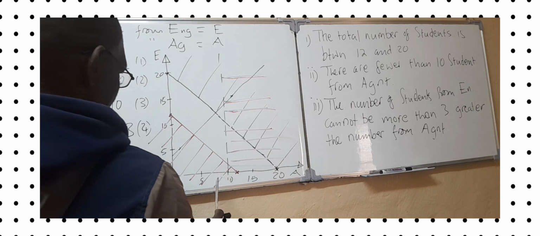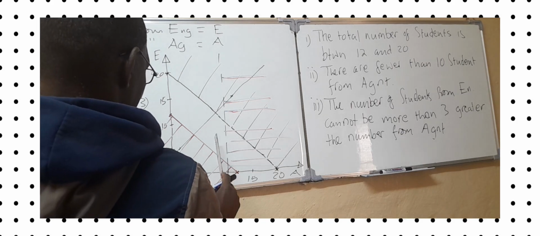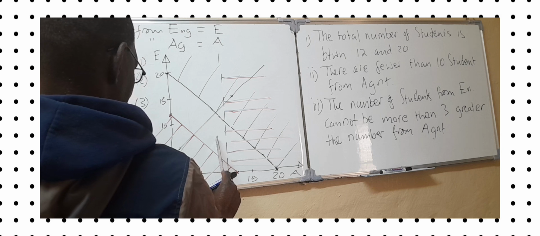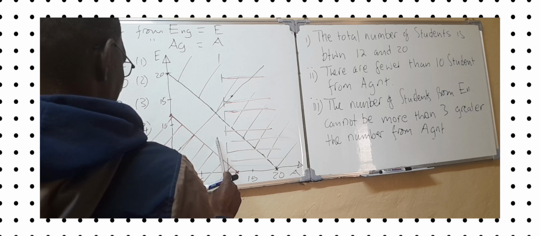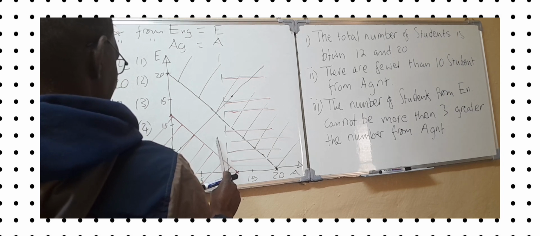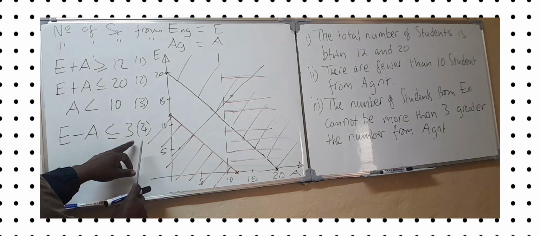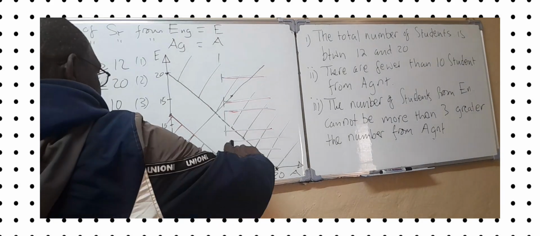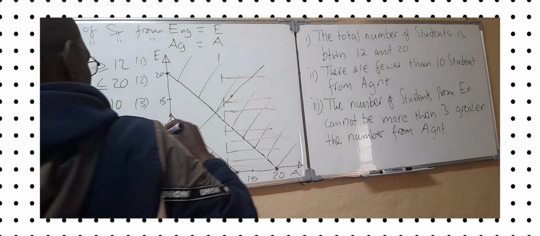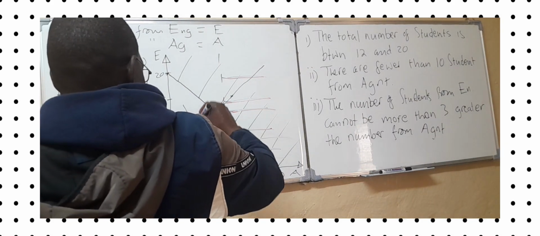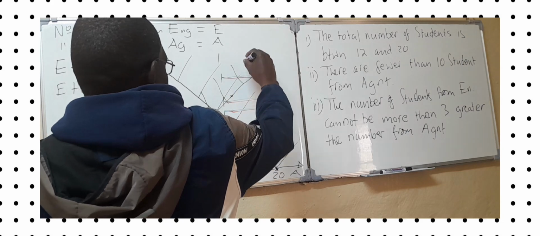Let's test a point below the line. E is 5 and say maybe A is 8 somewhere here. So that will be 5 minus 8, which is minus 3. So minus 3 is less than 3. So points below this line are wanted. Points above the line, they are not wanted. So we get rid of the points above the line.